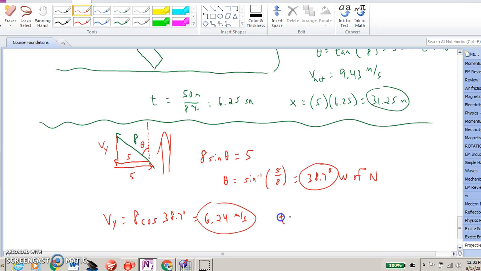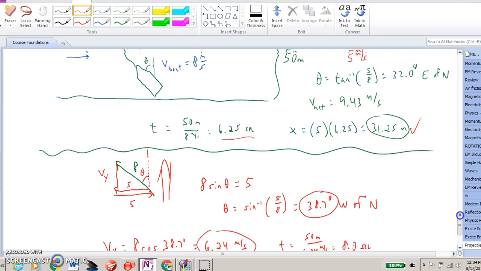How long is it going to take? Well, it's 50 meters divided by the 6.24. That's right at about 8 seconds. So instead of 6.25 seconds, if you didn't tilt the boat, it'll add some time, 1 3/4 seconds, 8.0 seconds to get across. And that's the key, you won't be pushed off course at all. You'll actually go straight across the river.